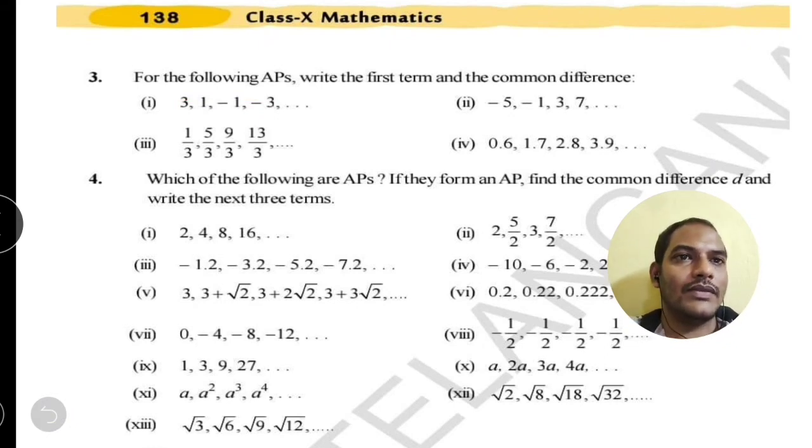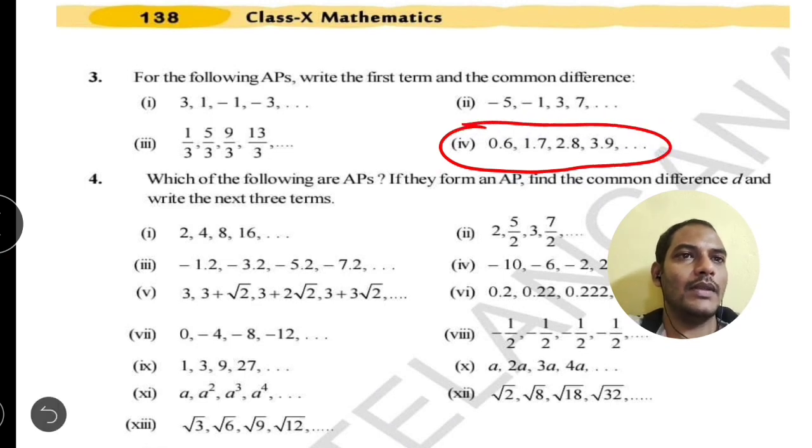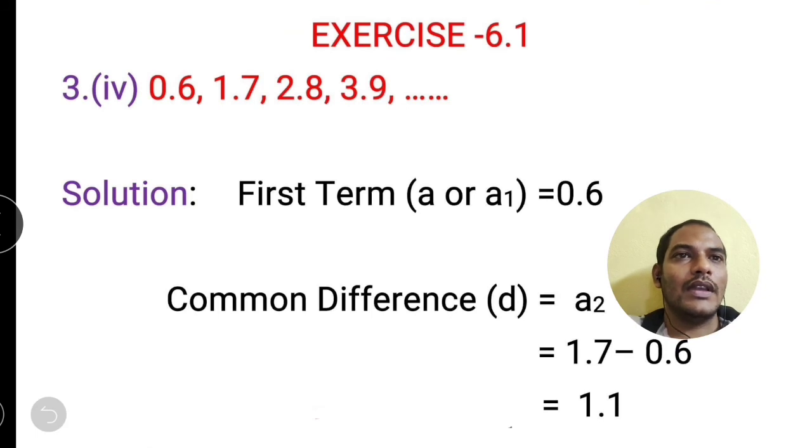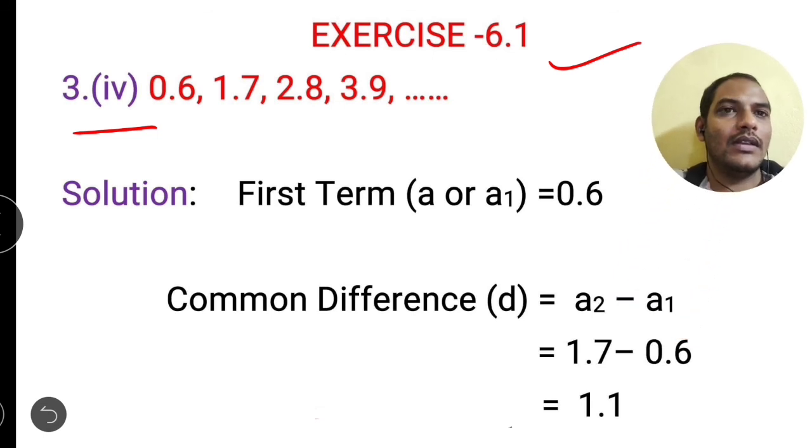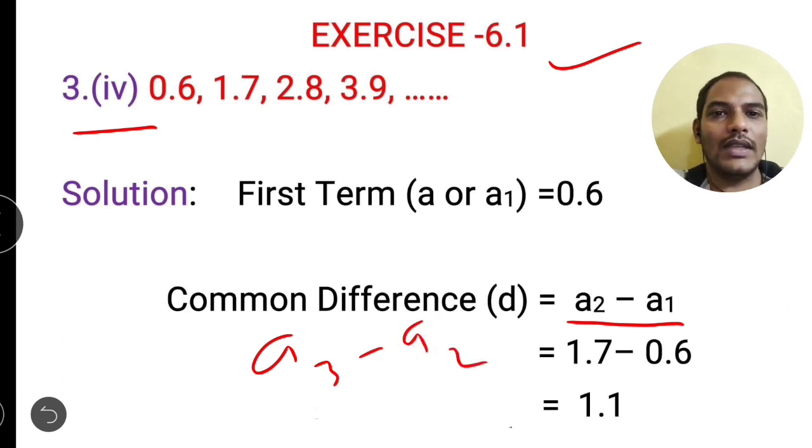So I will explain this fourth problem, 0.6 comma 1.7 comma 2.8 comma 3.9. See here exercise 6.1, third bit, fourth problem. What he is asking, only two answers, one is the first term, another one the common difference. So the first term is denoted with A or A1, that is 0.6. Next, the common difference. I already explained how to find the common difference. We have a separate formula, that is A2 minus A1. Otherwise you can use A3 minus A2. You will get the same answer.